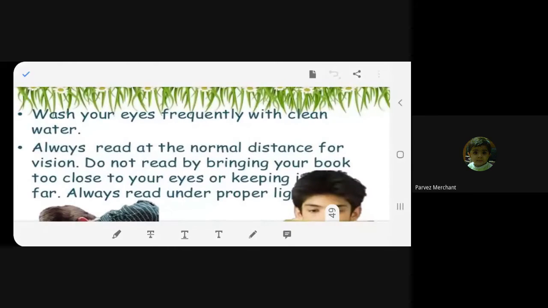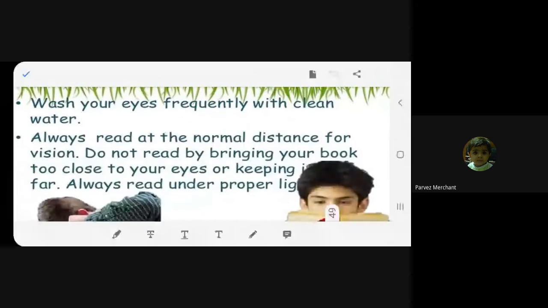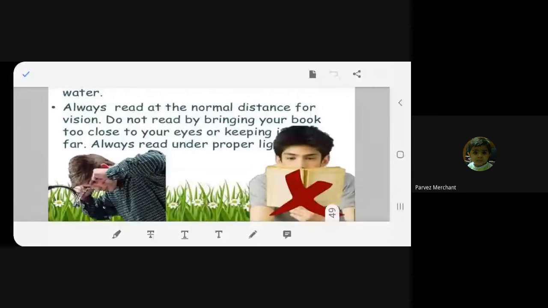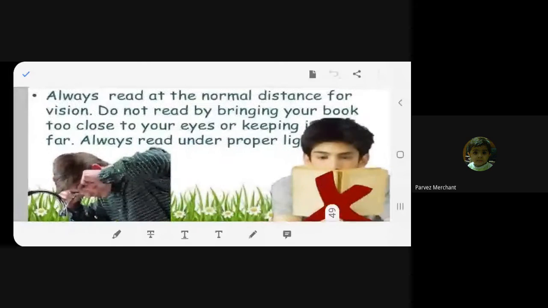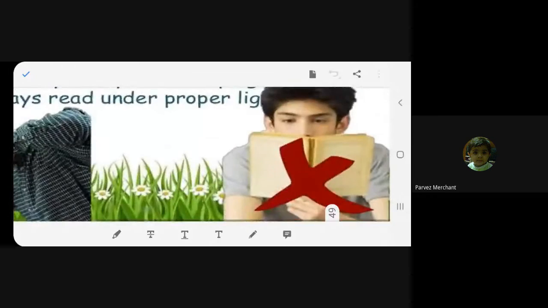Wash your eyes frequently with clean water. Always read at the normal distance for vision. Do not read by keeping your book too close to your eyes or too far. And always read under proper light. Okay. Now, wash your eyes with clean water. Whenever you're reading, read at a normal distance, neither too close to your eyes nor too far from your eyes. Is it clear? And the lighting should be proper. So don't read in the dark. Don't read like this also. Understood? Don't read like this.